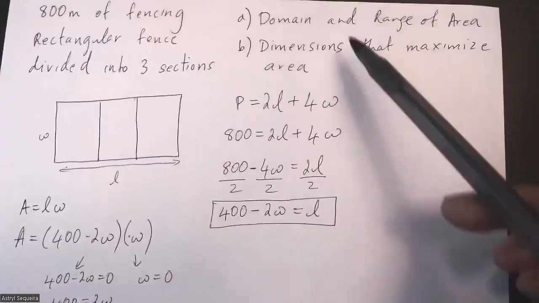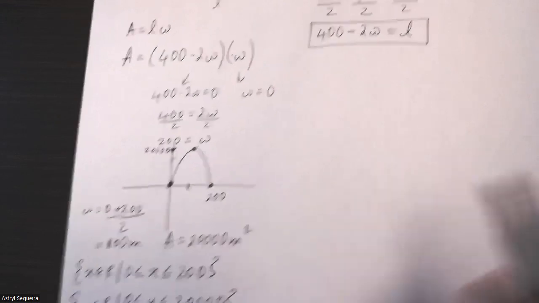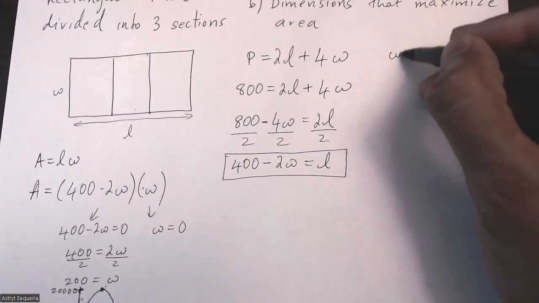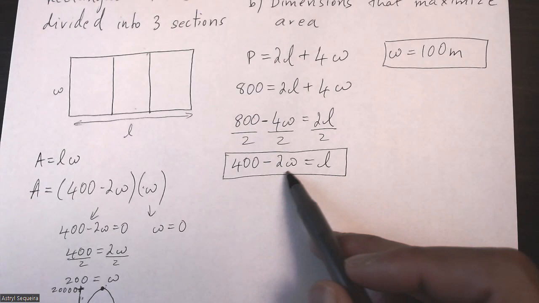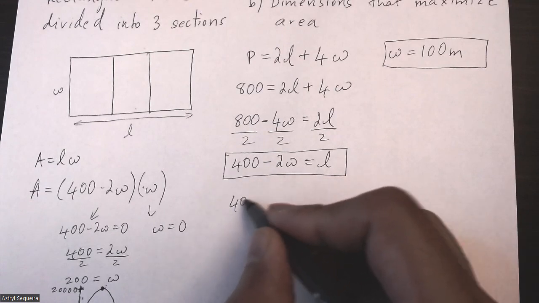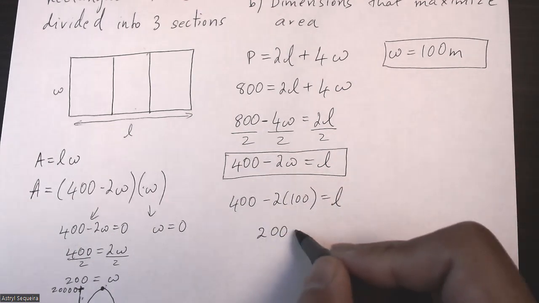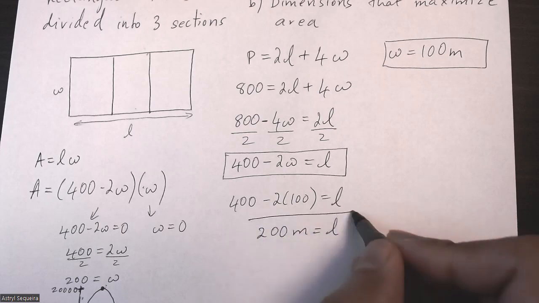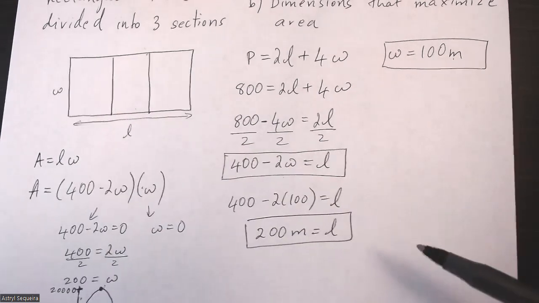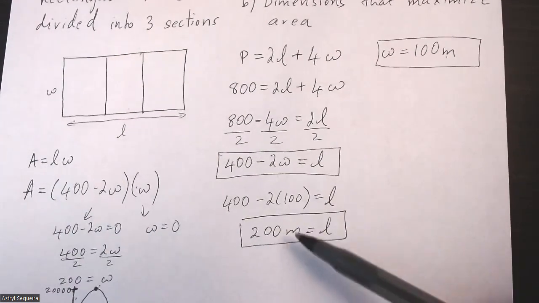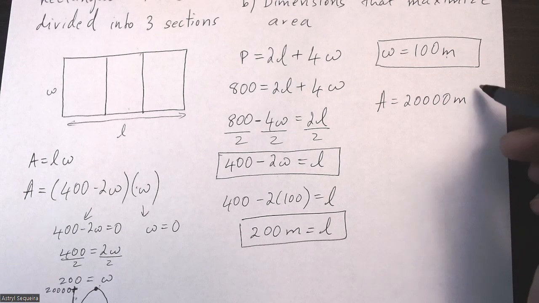The B part says to find the dimensions that maximize area. So we already have the width over here that maximizes the area. The width is 100 meters. To find the length, I'm just going to sub the width into this equation. So 400 minus 2 times 100 is my length. That's just 200 meters. Basically, the length of this field is 200. The width is 100 of fence area, not field. And that will give us a maximum area of 20,000 meters squared.